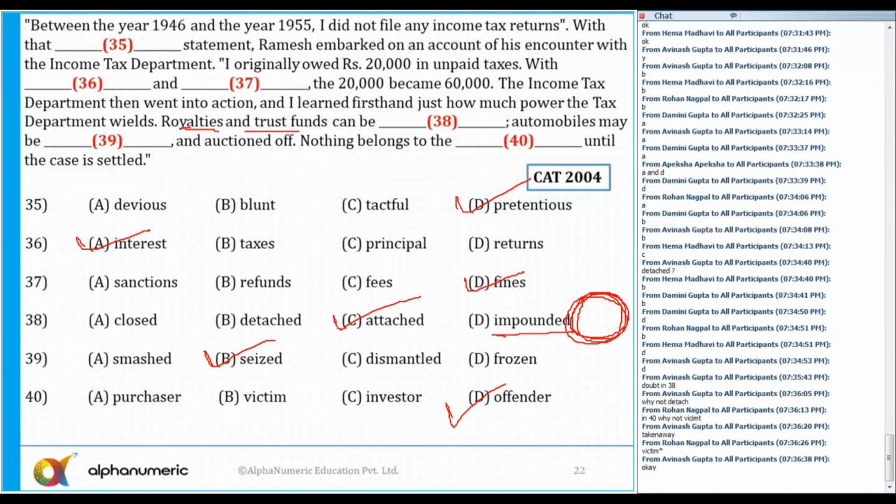Victim, you are not the victim. You are not the victim, Rohan. You have done something wrong. You have not paid taxes. So how are you the victim? If something wrong is being done to you, then you are the victim. You are the offender. All this is being done because you have not paid the tax. So you are not the victim. You are the offender.